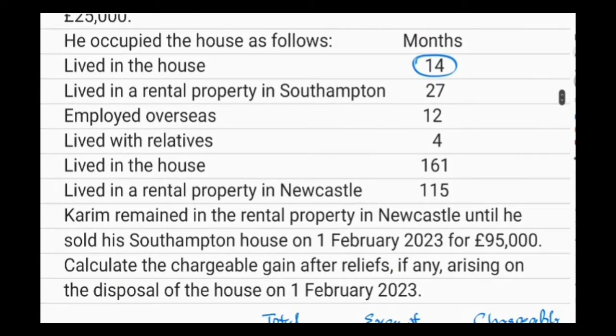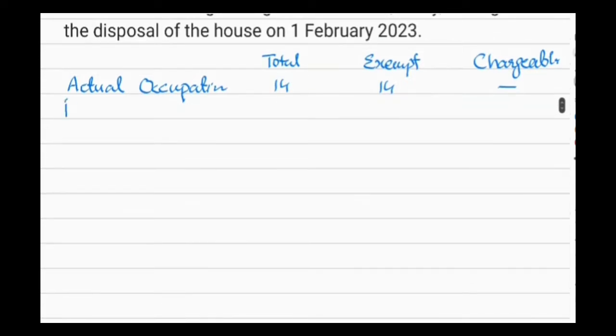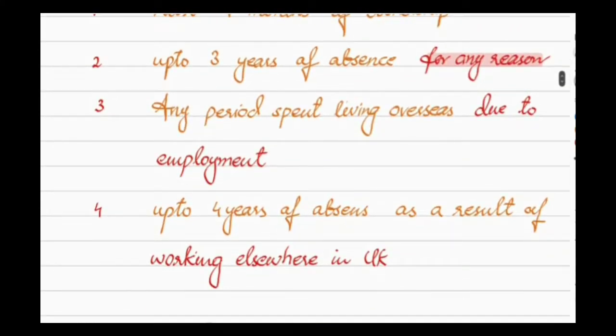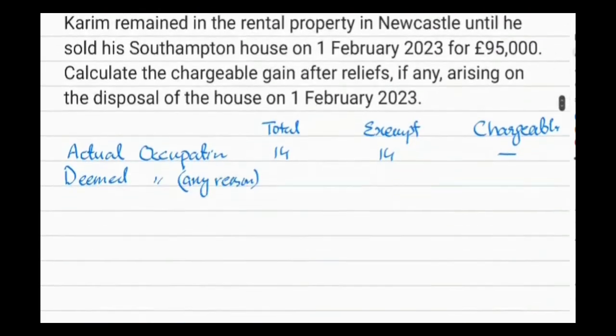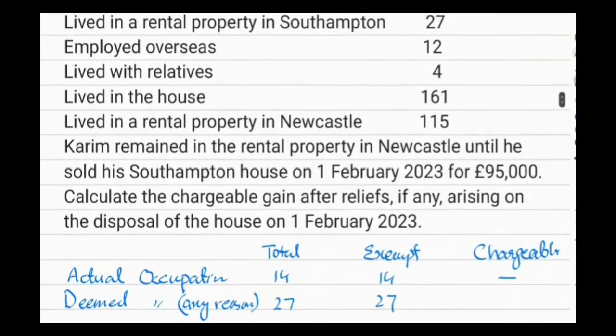Second, he lived in a rental property in Southampton for 27 months. This is deemed occupation due to any reason. Remember the second point: up to 3 years of absence for any reason, when he is absent from his house and not occupying it, is a period of 36 months. Out of this we are considering now 27 months.